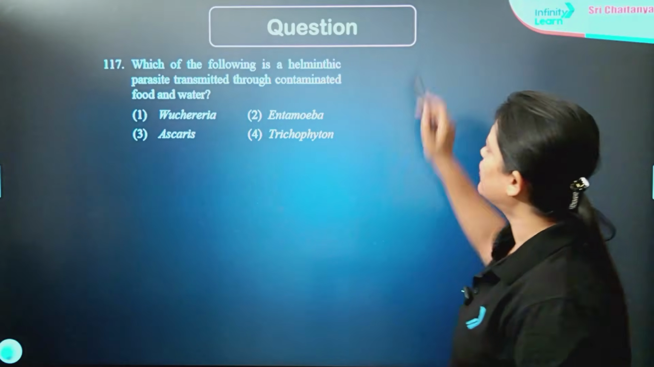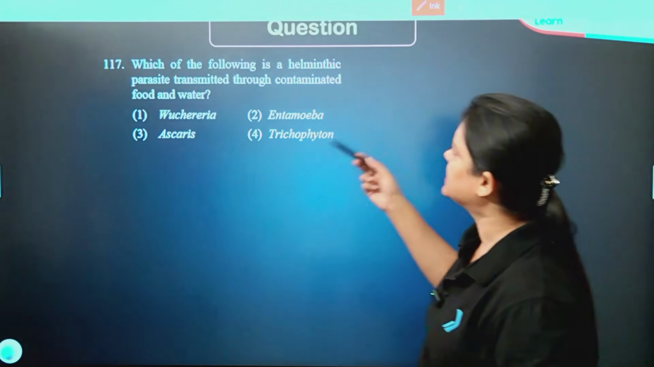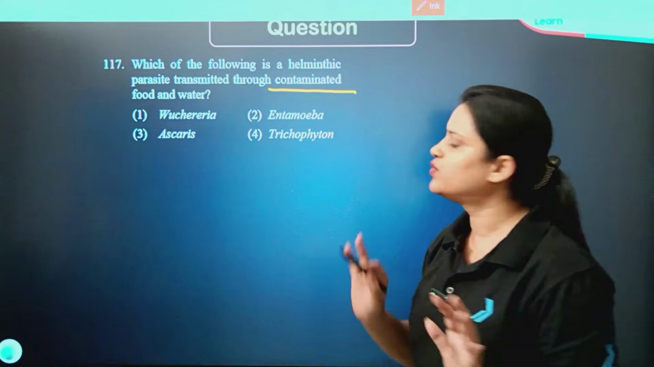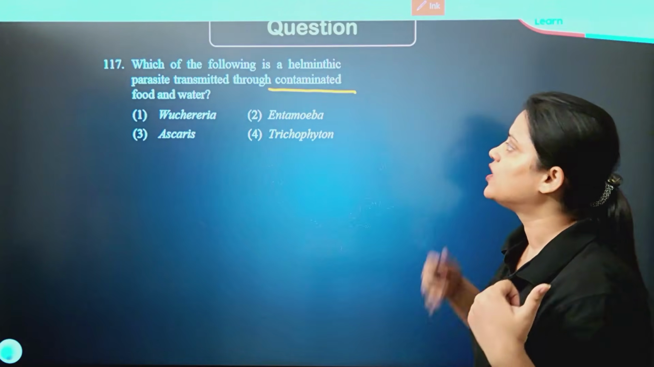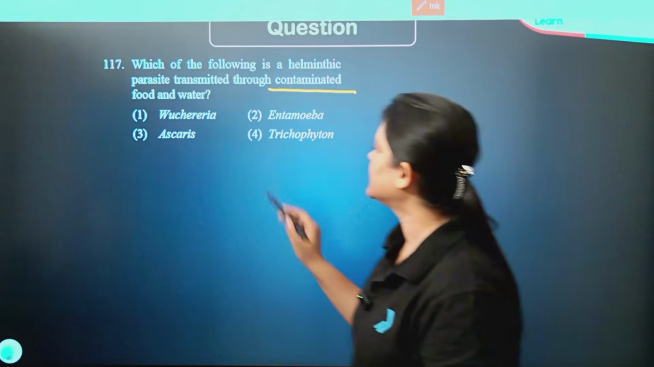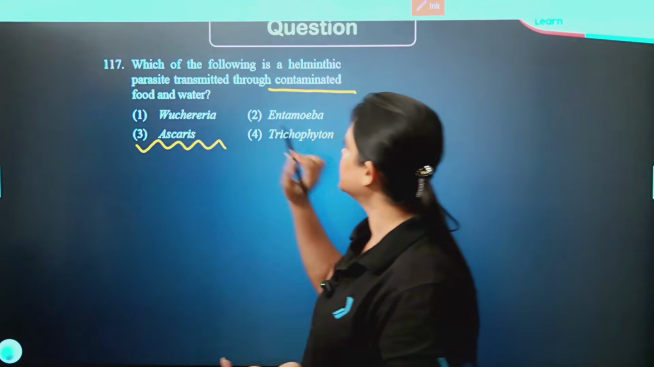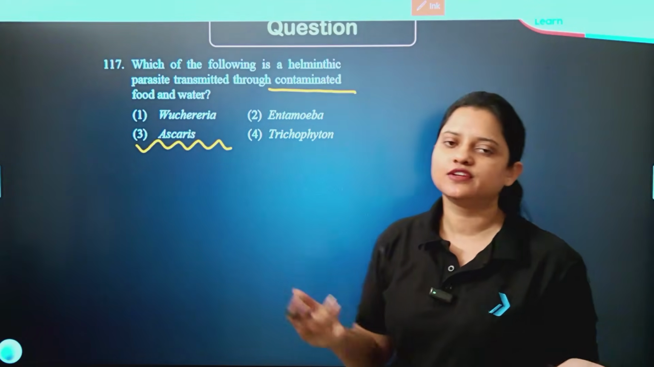Next. Which of the following is a helminthic parasite transmitted through contaminated food and water? They are asking about a helminth, not just any parasite. So the helminth here is Ascaris, which is transmitted through contaminated food and water.